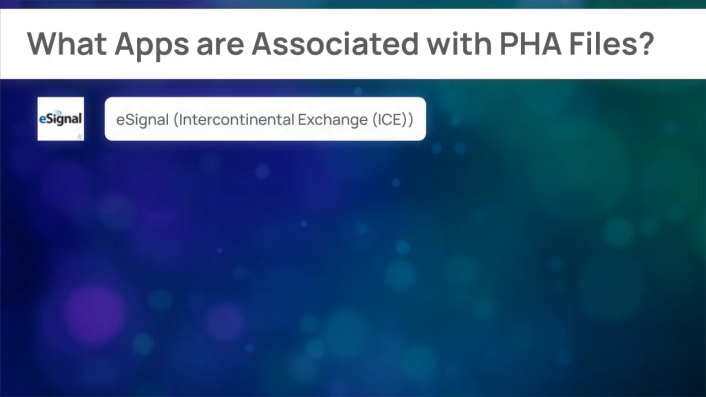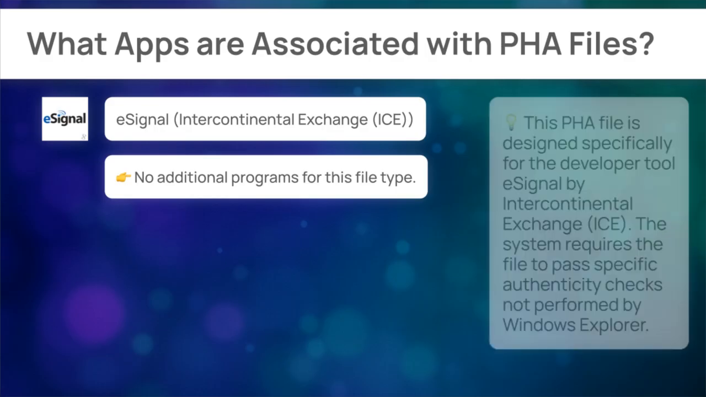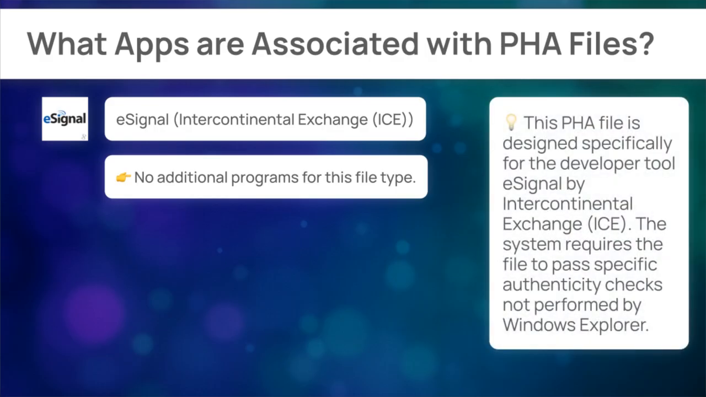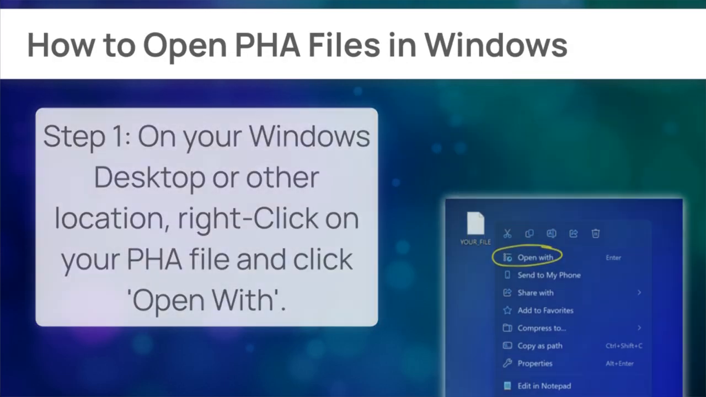In most cases, PHA files work best with eSignal, created by Intercontinental Exchange, ICE. The system requires the file to pass specific authenticity checks not performed by Windows Explorer. Windows may identify the file, but understanding its content requires the program that uses the data. Let's use the list of installed programs to identify the best match.